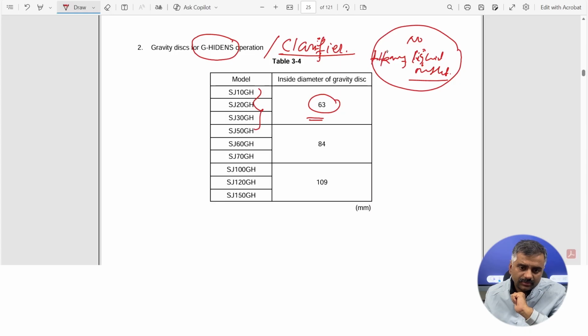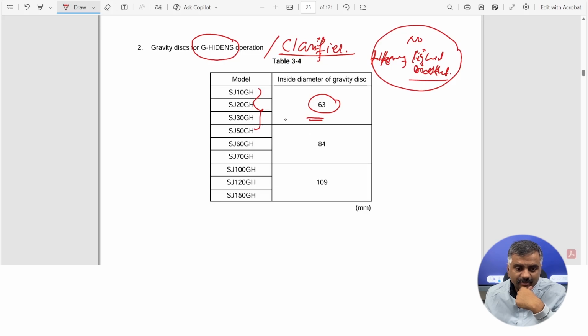Okay, so no need to change the gravity disk. There is no risk of the interface shifting. Even in case your interface is shifting, there is no chance of heavy liquid going into either side, because there is no heavy liquid outlet, it is only being blocked, closed.